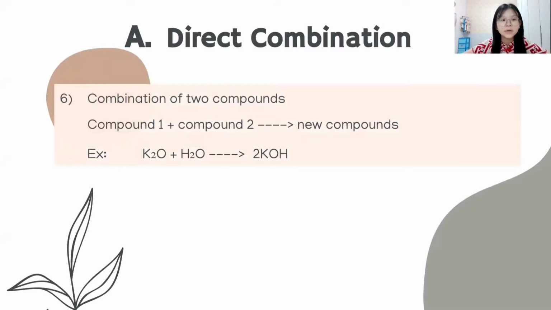The last one, we have combination of two compounds with the general equation compound 1 and compound 2 yields new compounds. Example, potassium oxide when reacts with water yields 2 moles of potassium hydroxide.